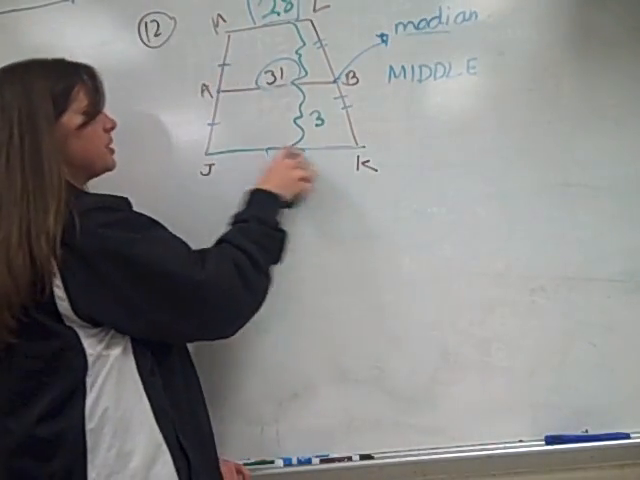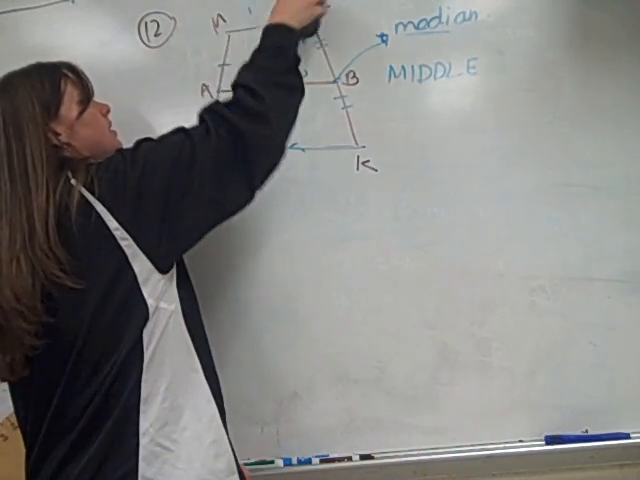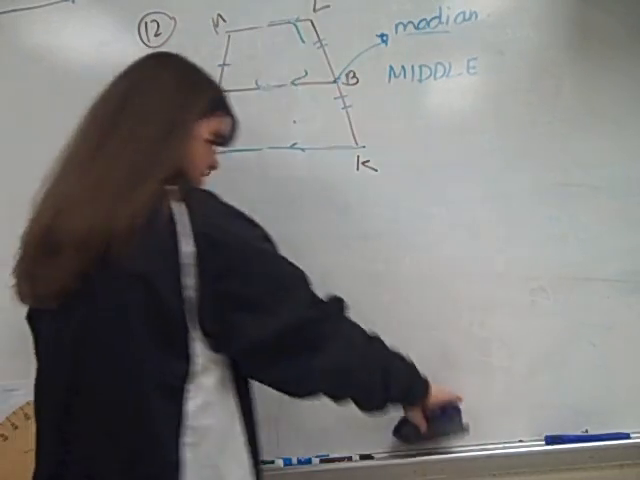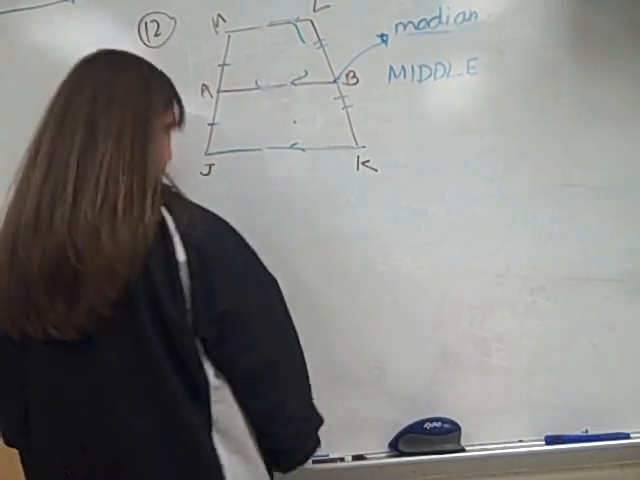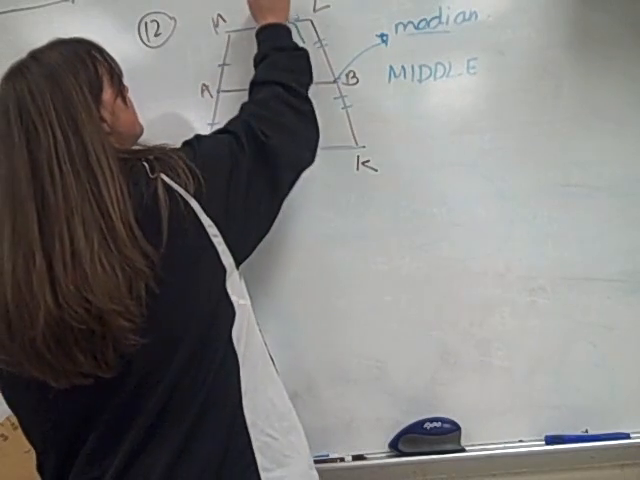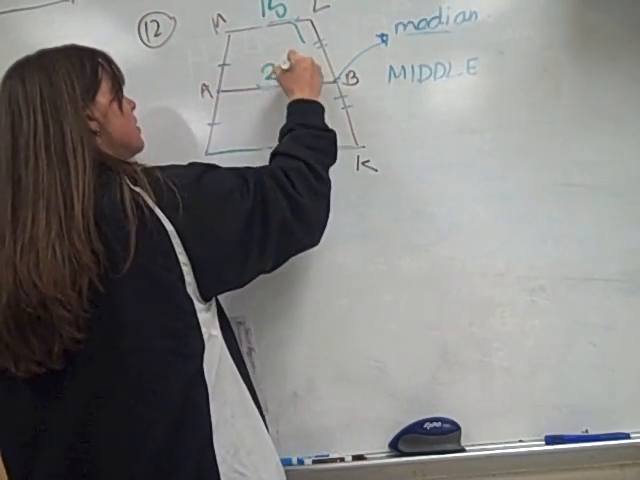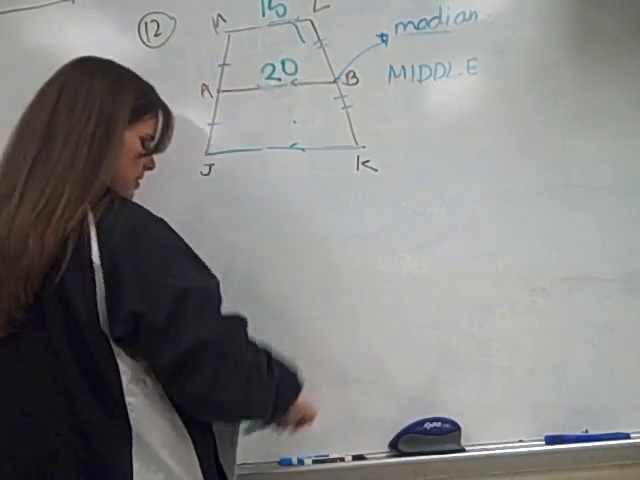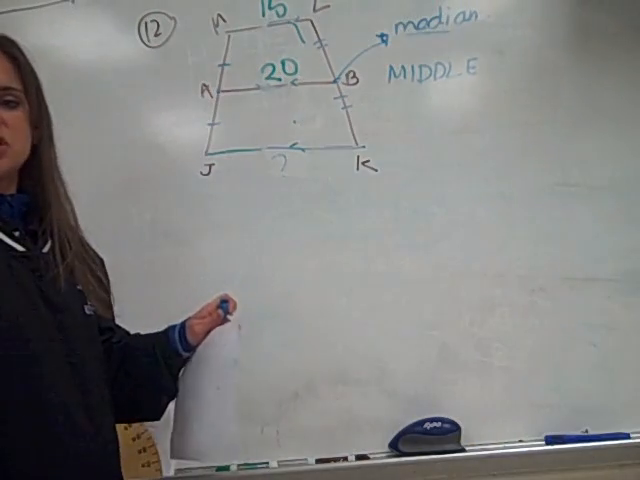Okay. Let me just do a little extra here. This one is not on your quiz. But what if they give you that this one up here is, I don't know, let's just say 15. And then I'm going to tell you that this one in the middle, the median, is 20. What does this one have to be? Do you know the answer?